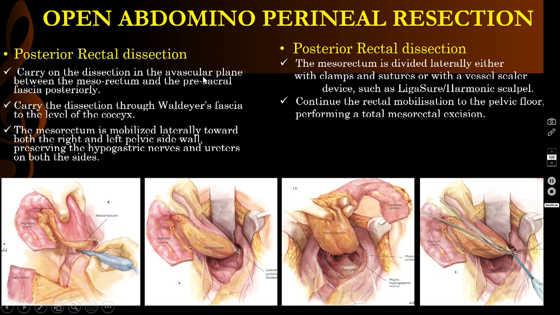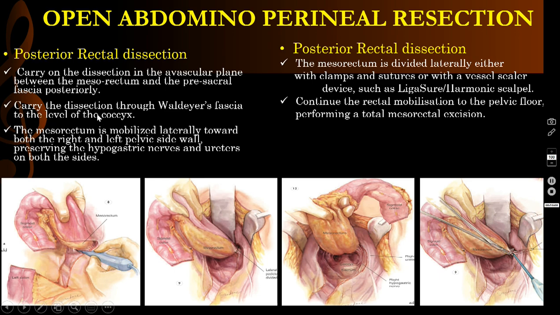Now you have to proceed to the posterior rectal dissection. You have to carry on the dissection in the avascular plane between the mesorectum and the presacral fascia posteriorly. So you have to elevate this part of the bowel, sigmoid colon and the rectum, go posteriorly, and you have to carry on the dissection in this avascular plane between the mesorectum and the presacral fascia.